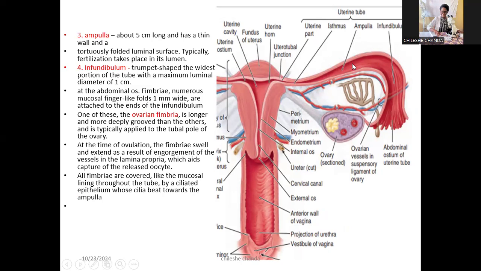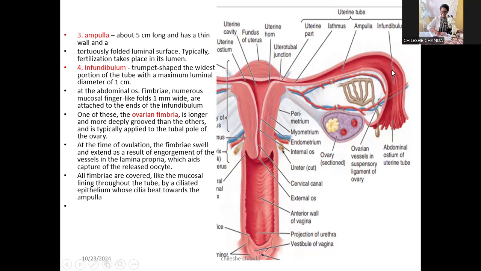The ampulla itself is about 5 centimeters long, has a thin wall, and a tortuous folded luminal surface. So inside, the luminal surface is held in folds. Typically, fertilization takes place in the ampulla. So that is the normal thing to happen. Fertilization will take place in the what? In the ampulla. And then the last portion of the fallopian tubes is the infundibulum.